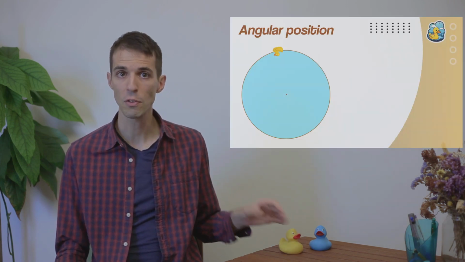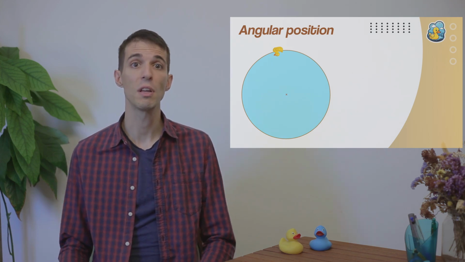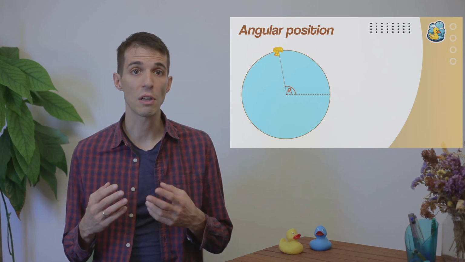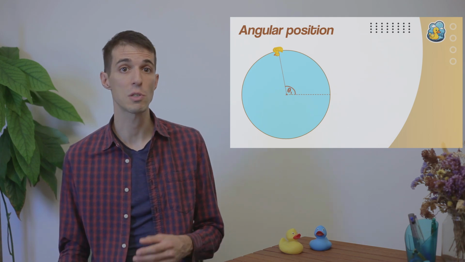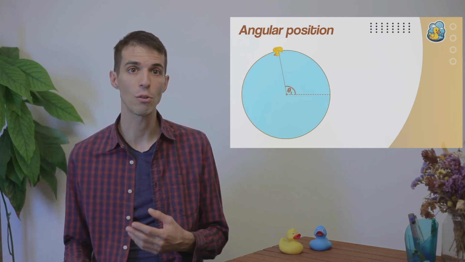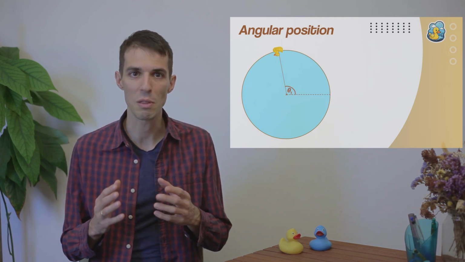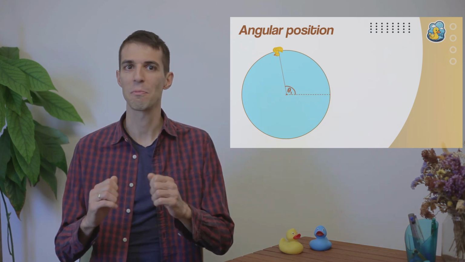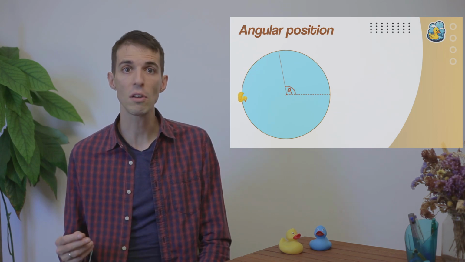Let's start with angular position. If we have an object moving along a circular path, like our rubber duck swimming around a circular pond, we can describe its location using angular position, denoted by the symbol theta. This is the angle between a reference direction, usually the positive x-axis, and the position of the object along the circle. The unit we measure angular position in, remember from the previous video and say it out aloud with me, radians.